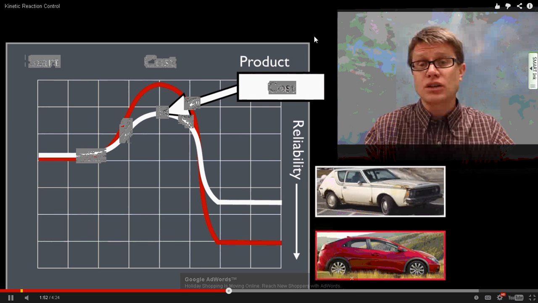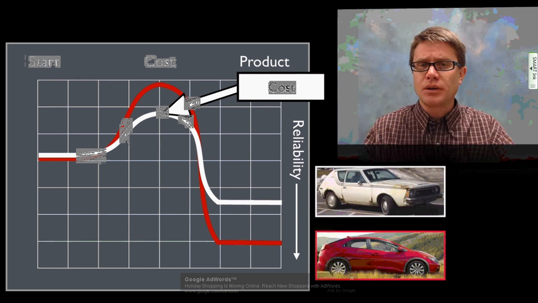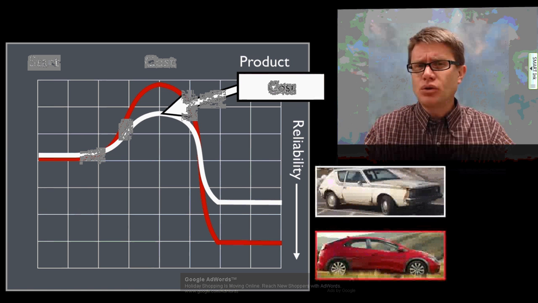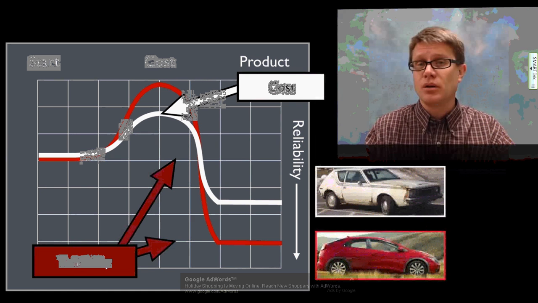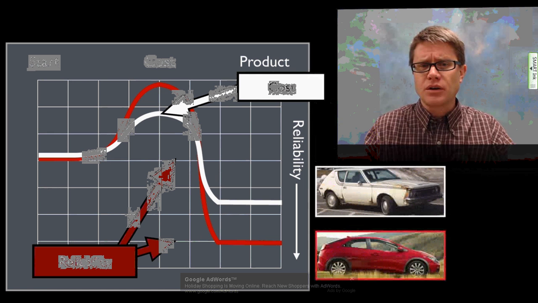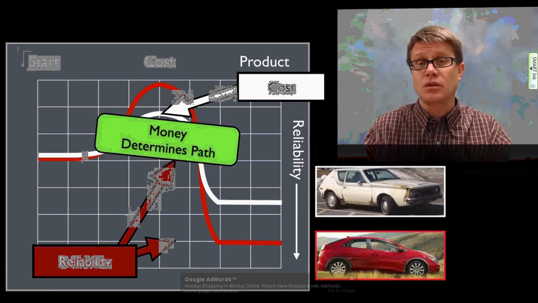And so what's governing that choice is really cost. If we don't have the money to buy a new car, then we're simply not going to be able to buy it. But if we do have enough money, it's better to buy that new car because it's going to be more reliable over time. And so what's really governing this choice? It's going to be that initial cost. Money is determining the path.